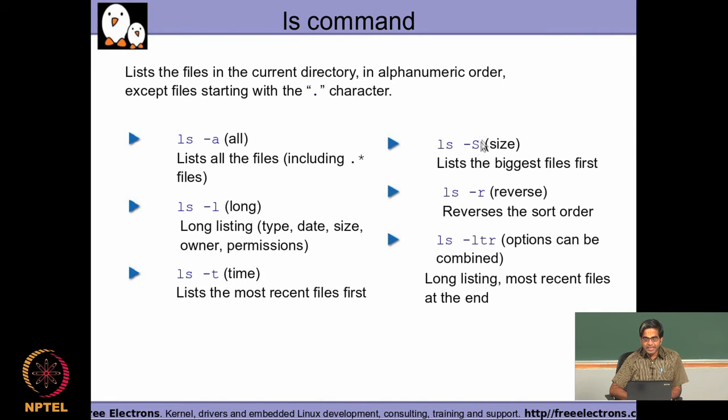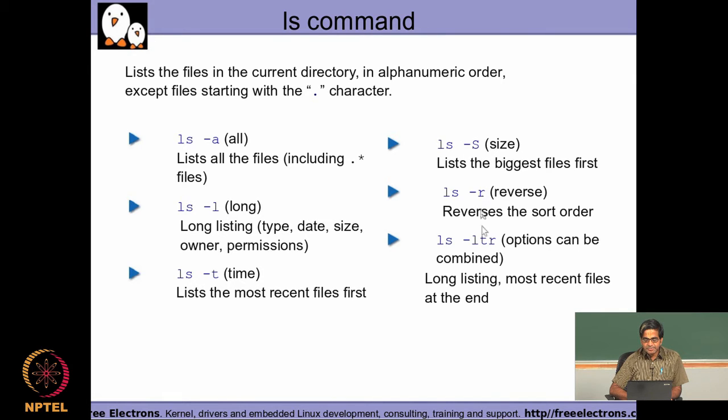So, ls minus capital S, okay. We just saw in the previous module that the command name is case sensitive, the file name is case sensitive. Just like that, the options to every command in Unix are also case sensitive. So, we need to be a little careful with respect to what option we use. ls minus capital S will basically sort the output of my ls command based on the size of the file. So, the biggest files will be listed first, and the smaller files in terms of the size will be listed below. ls minus r will typically reverse the sort order.